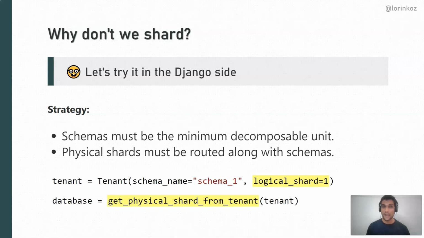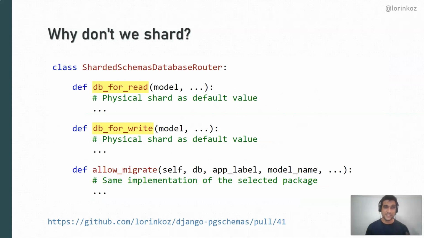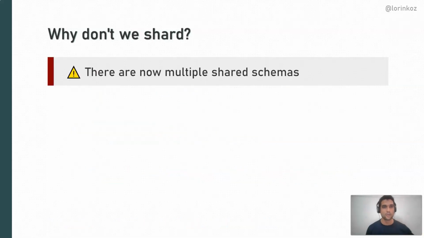So if you remember the abstract concept of a tenant, now you only need to add the logical shard it belongs to, and then we translate the logical shard into a physical shard, which is actually the database. In this case, we are supposed to be using the database router, and we're just going to provide the physical shard as a default value for the database for read and database for write hook. This is something I am experimenting with in this pull request in my package, so feel free to chime in and see if we can figure out how to solve this problem.